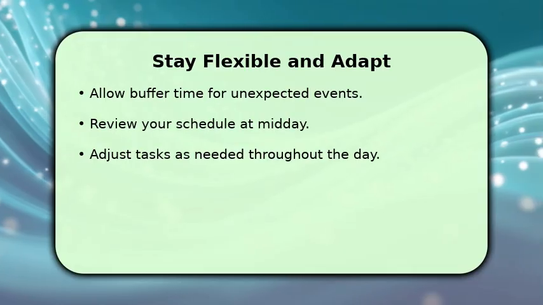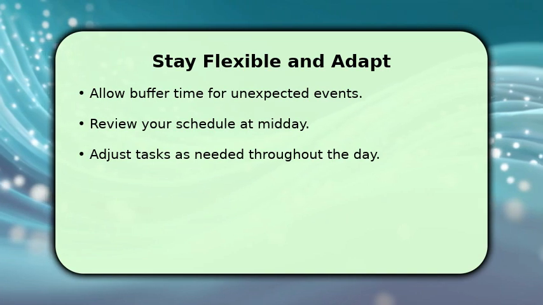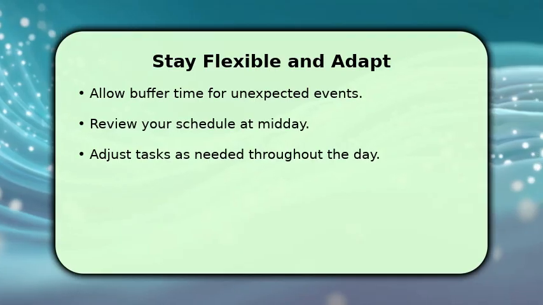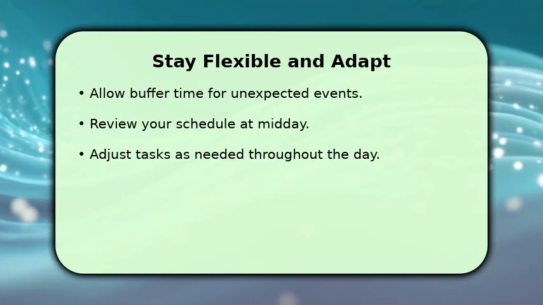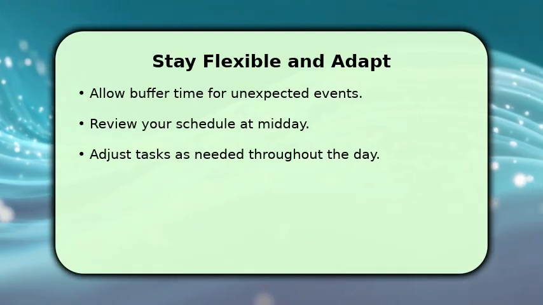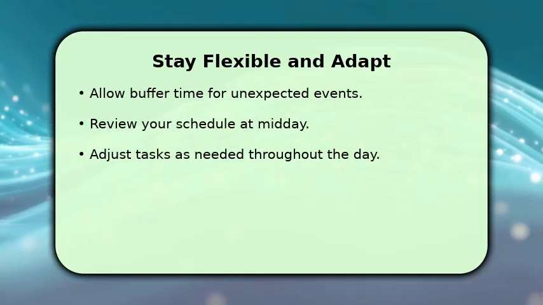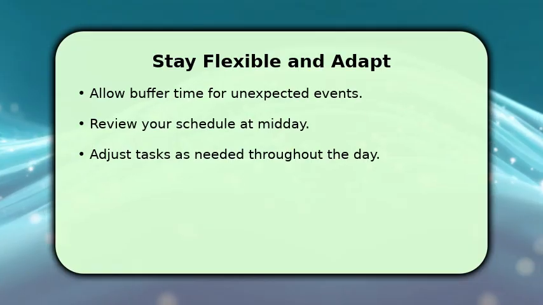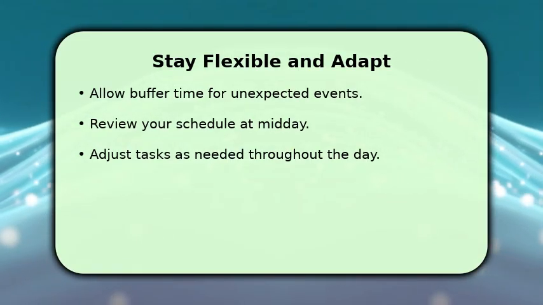Life is unpredictable, so build in flexibility. Allocate 15 to 30 minutes of buffer time between major tasks to account for unexpected interruptions or tasks that run longer than anticipated. Around midday, take a few minutes to review your progress and adjust your remaining schedule if necessary. This adaptability ensures your plan remains realistic and effective, even when things don't go exactly as planned.